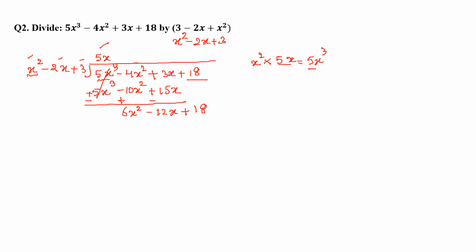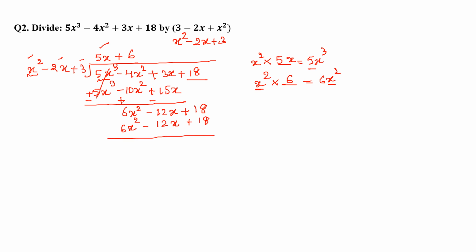So again in x square, which is the first term of the divisor, what shall I multiply to get 6x square? So I can already see here x square is here also, here also. So I have to just multiply by 6. So I can write here plus 6. And then I have to multiply this 6 with all the terms of the divisor. So x square into 6 will give me 6x square. Then minus 2x into 6 will give me minus 12x. And plus 3 into 6 will give me 18.